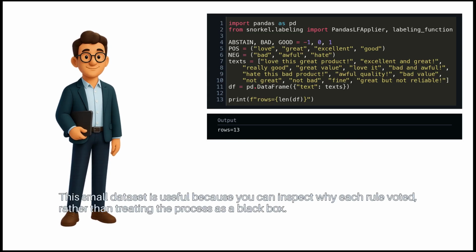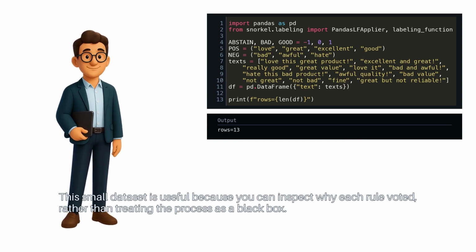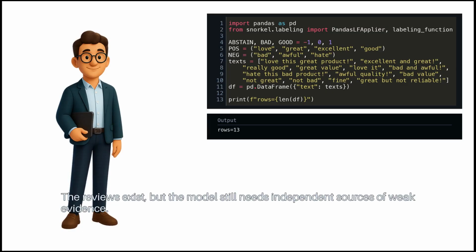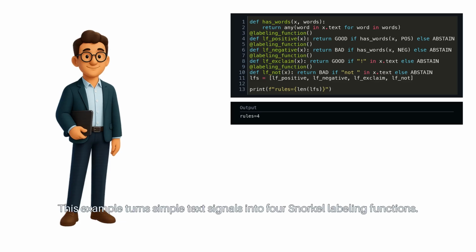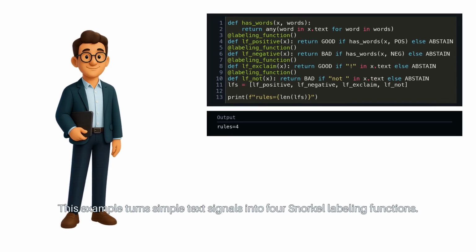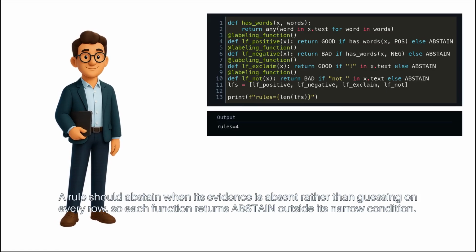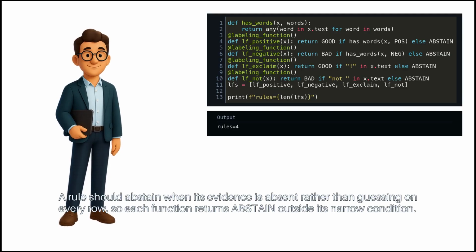This small dataset is useful because you can inspect why each rule voted, rather than treating the process as a black box. The reviews exist, but the model still needs independent sources of weak evidence. This example turns simple text signals into 4 Snorkel labeling functions. A rule should abstain when its evidence is absent, rather than guessing on every row. So each function returns ABSTAIN outside its narrow condition.